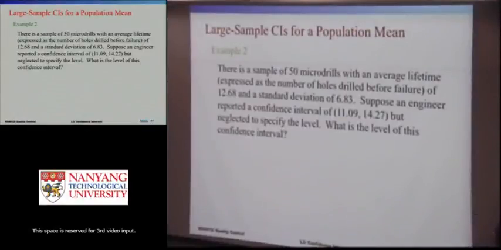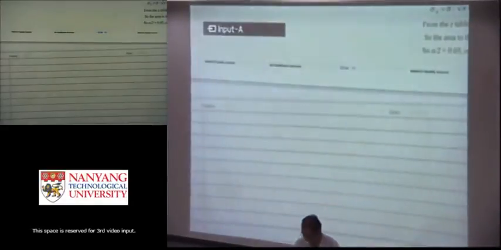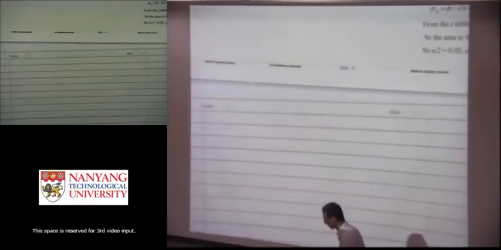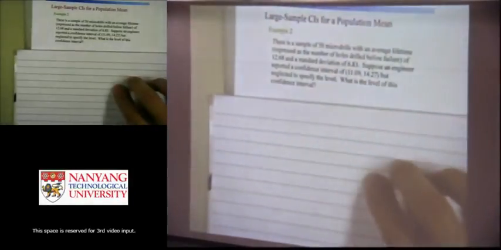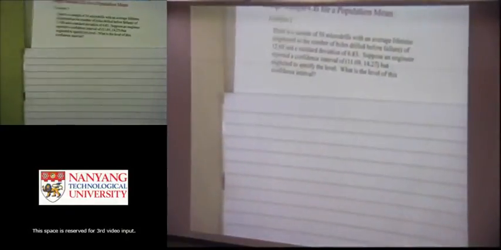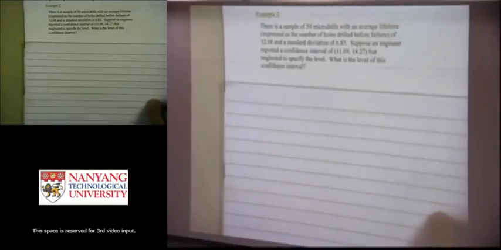And then we look at example 2. So this is example 2. Can you see it from the back row? Okay.